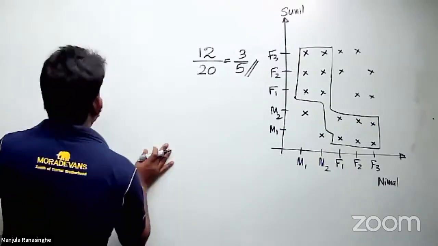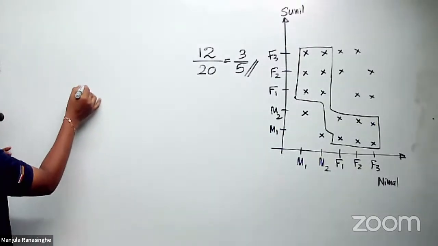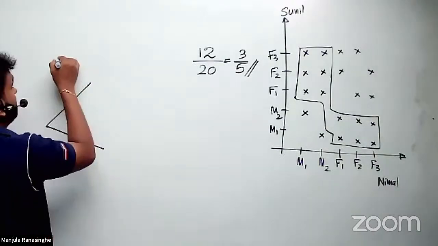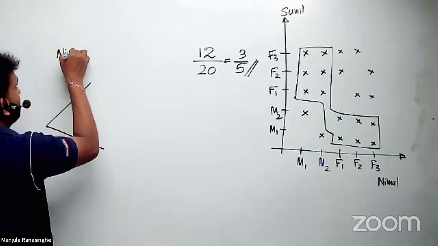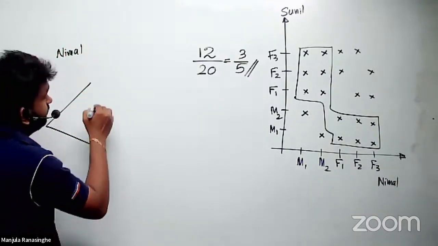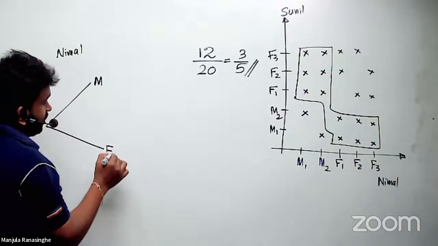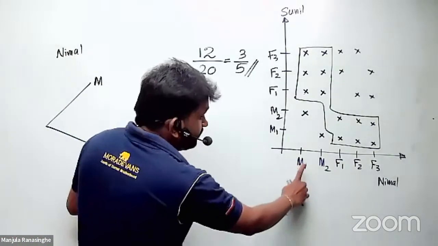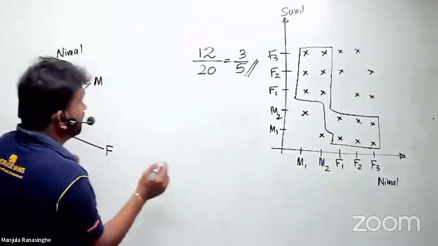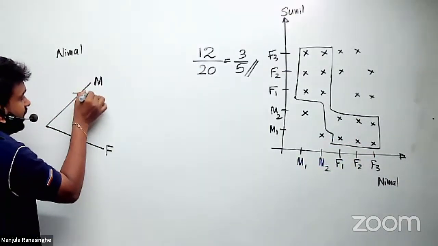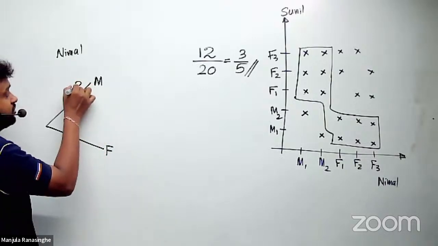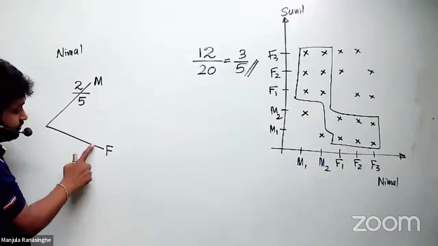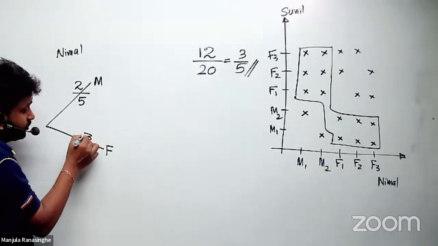So I will draw here. This is the animal received by Nimal, right? And here male, female. How many male and female animals? Take the total number of animals: 1, 2, 3, 4, 5. Out of 5, count how many male animals. There are 2. So the probability of the animal being male is 2 upon 5. Then female is the rest, that is 3 upon 5.